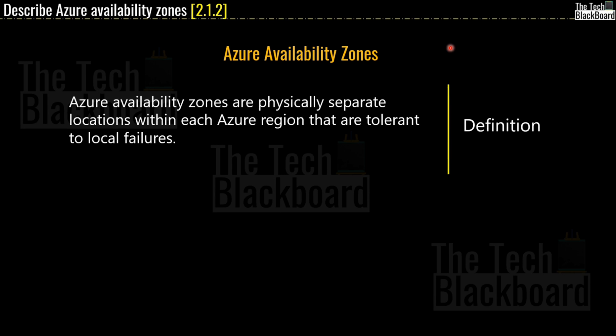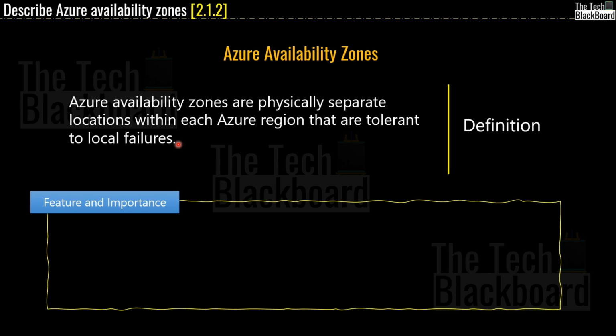Now, as per Microsoft documentation, availability zones are physically separate locations within each Azure region that are tolerant to local failures. As I have mentioned many times in this video, each availability zone is made up of one or more data centers with independent power, cooling, and networking. Now let's check out the features and importance of availability zones that will also help us understand why actually they are needed.